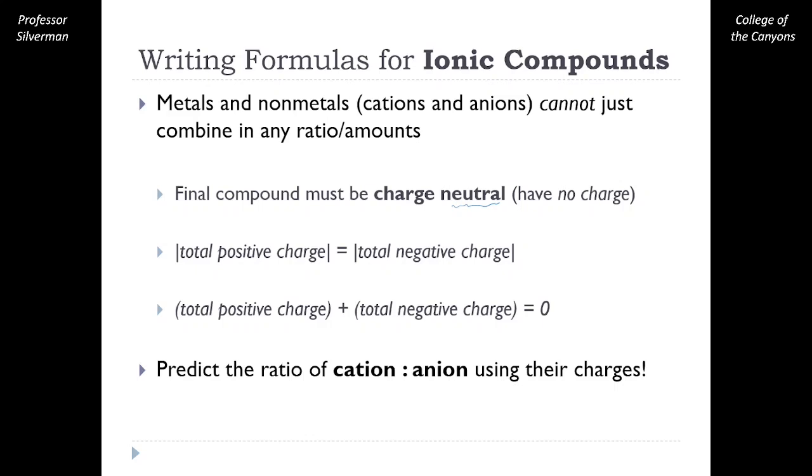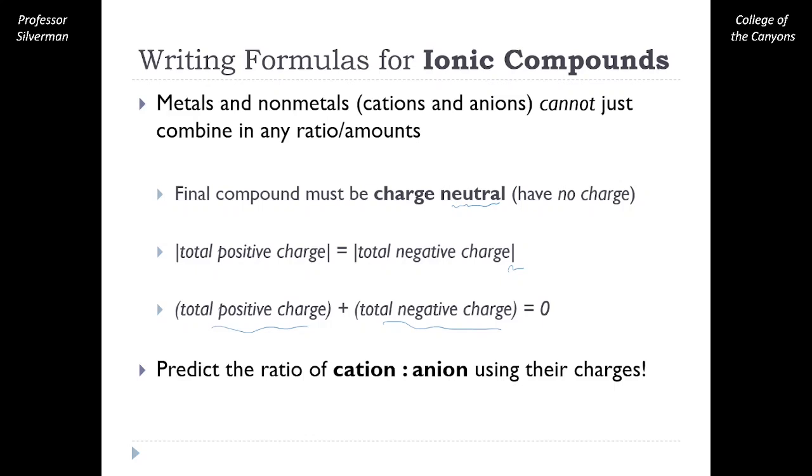We can use this to set up a couple of nice math equations. The total positive charge has to be equal to the total negative charge in terms of their absolute value, or their magnitude. Or in other words, the total positive charge and the total negative charge have to add up to 0. Well, we have some good news then. If we know what cations and anions we have, we can use their charges to predict exactly what the chemical formulas must be.